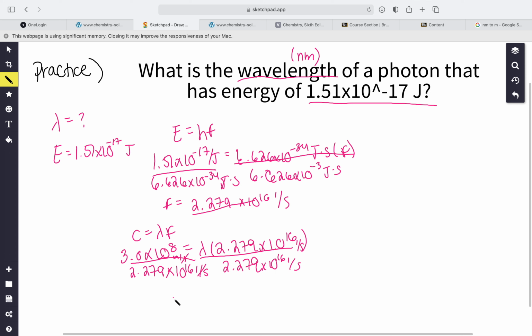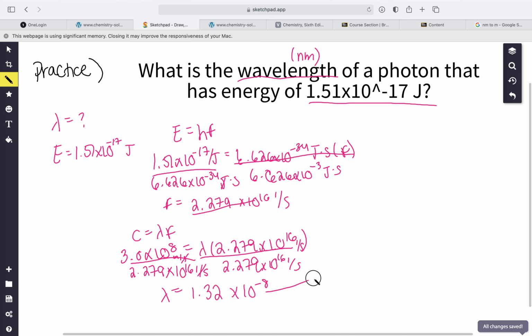Our answer for this part is going to be lambda is equal to 3 times 10 to the 8th, divided by 2.279 times 10 to the 16th. Lambda is going to be 1.31, let's do it in sig figs, so it's 1.32 times 10 to the negative 8th.